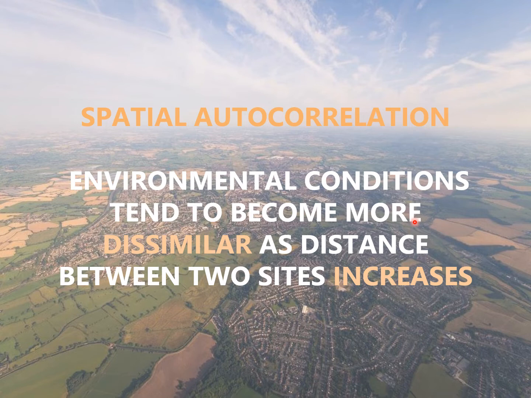Another pattern that we should mention is spatial autocorrelation. If you've ever taken a geography course, you've probably been exposed to this idea. It's a geography concept, not necessarily specific to biogeography. If we apply it to biogeography, we could say that environmental conditions tend to become more dissimilar as the distance between two sites increases. As you get further away from a point, the environment tends to become less like your original point.